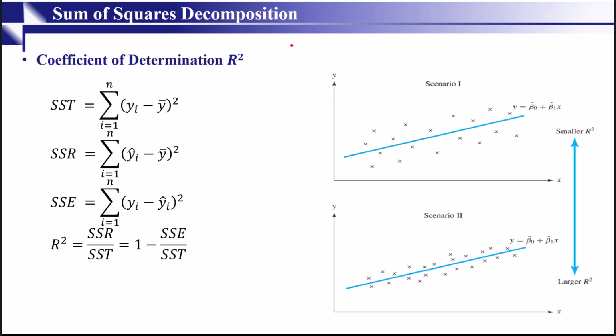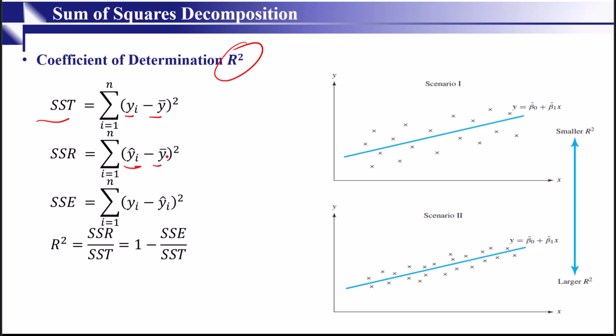We define the proportion of the total variability in the dependent variable as the coefficient of determination, or R square. We already know SST, SSR, and SSE, right? So SST is the sum of yi minus y mean, squared, summed all together.